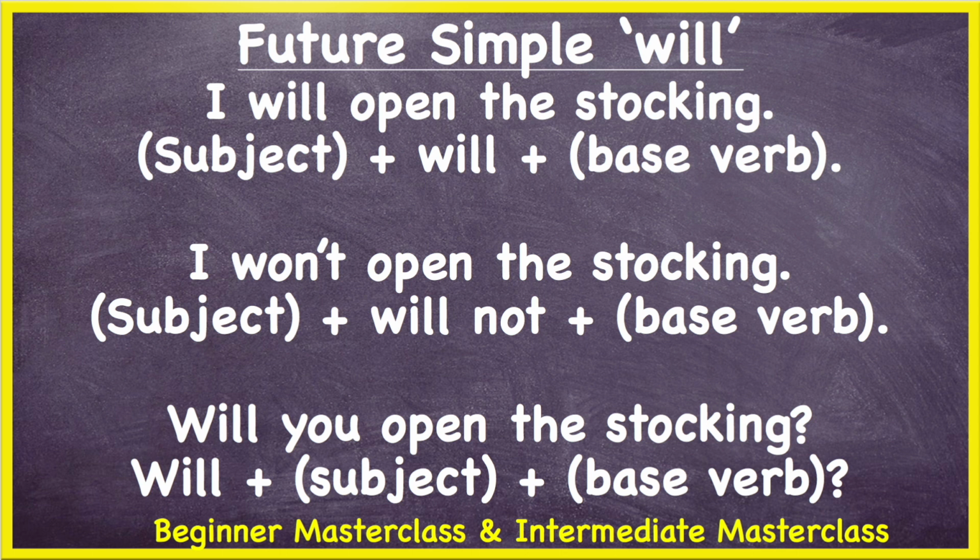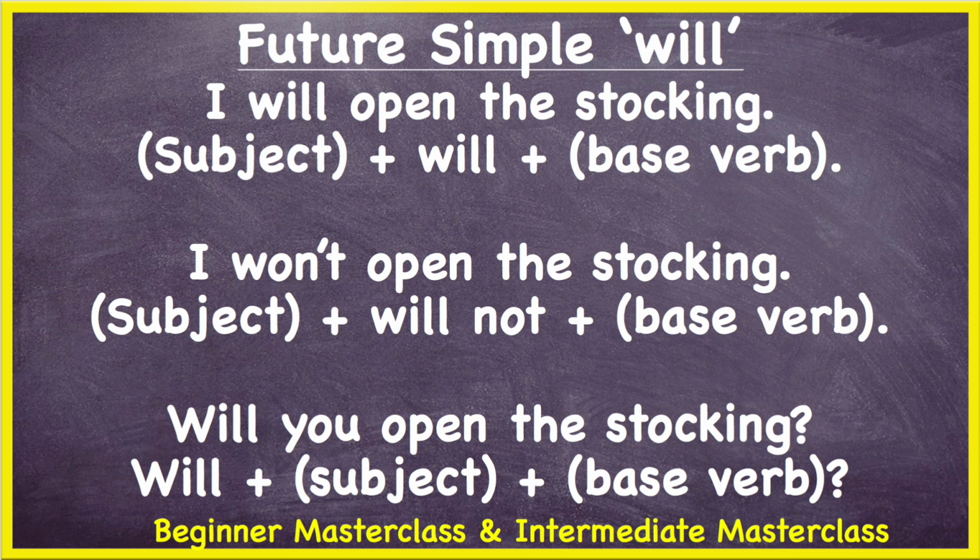And for each of these tenses, I'll show you the positive form, the negative form, and the question form. So if it's a negative, you would say, I won't open the stocking. And if it's a question, will you open the stocking? Right? So that's easy enough. And you can see here we have the structures too. So for the positive one, it's subject plus will plus the base verb. And then the rest of the sentence, right?